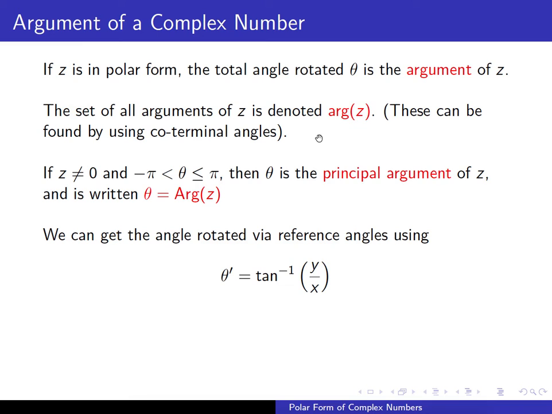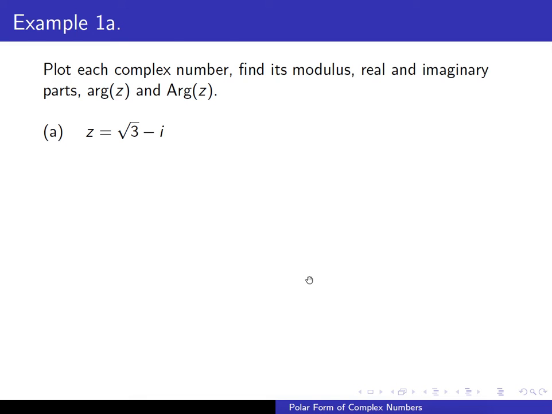We can get the total angle rotated via reference angles using theta prime is inverse tangent of y over x. We'll take the absolute value for our examples here, and then figure out what quadrant we're in and how many total degrees or radians we rotated. So let's take a look at some examples.